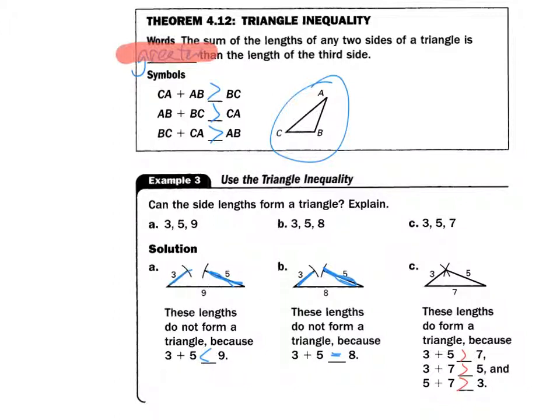Okay, so when the lengths of three sides are given for a triangle, you use the triangle inequality to prove whether you can form a triangle or not.